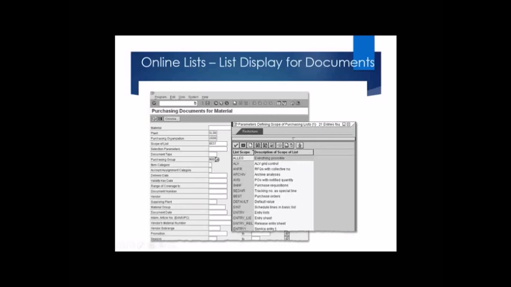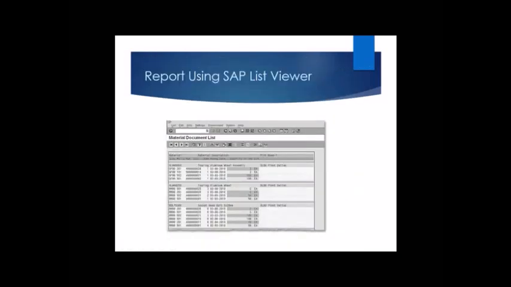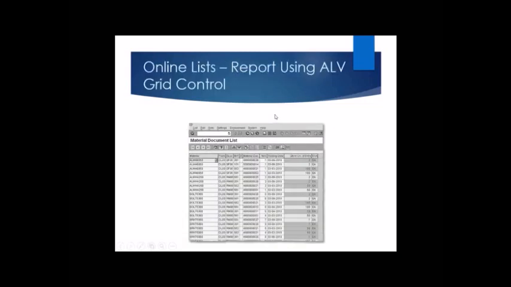Now in this diagram, it shows the initial screen for the display of purchasing documents, and it shows how choices can be made using selection parameters. The reports are then displayed in one of the 2 available formats. You can have a standard list using SAP list viewers, or you can view the report using the ALV grid control format.